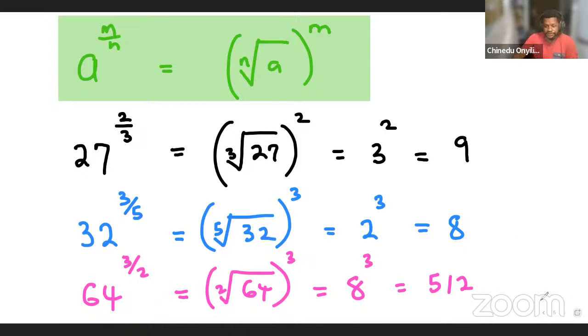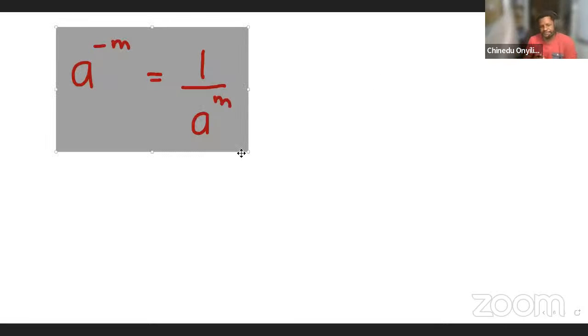There's another rule of indices I need to also explain, and I think it's this one here. If you have a to the power of minus m, this will be the same thing as 1 over a to the power of m. I want you guys to take note of this. A to the power of minus m is the same thing as 1 over a to the power of m.